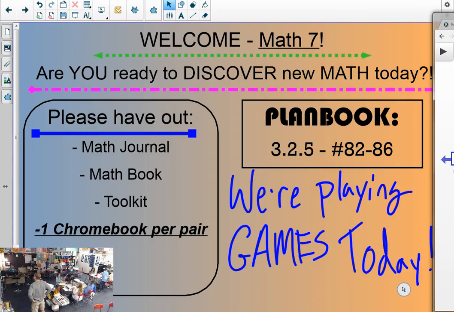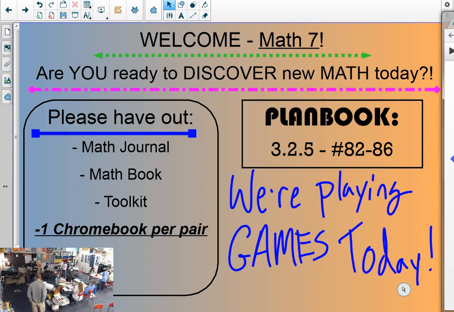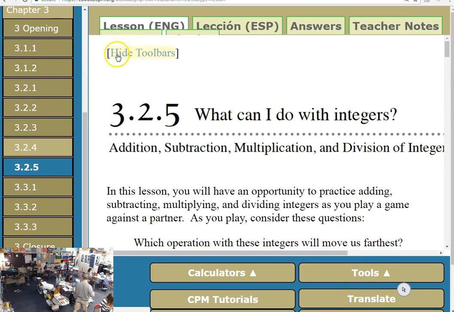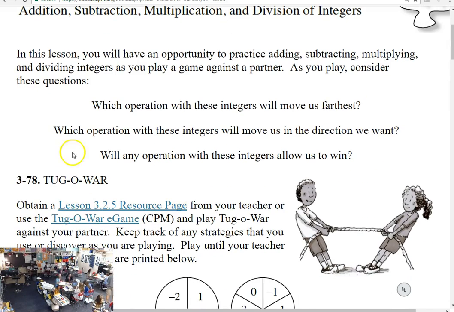So give you a second to get your homework written down and everything else. Get your Chromebook logged in and go ahead and go to Schoology. And then, well, you don't even have to go to Schoology if you know how to log into the ebook easily. We're going into the CPM ebook to use the tool that's in 3.2.5. So here's what you need to do. You need to get in the ebook to 3.2.5, and in the first problem, in the tug of war problem, you want to click on the tug of war e-game.